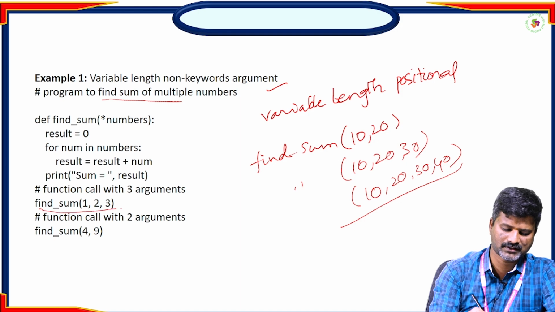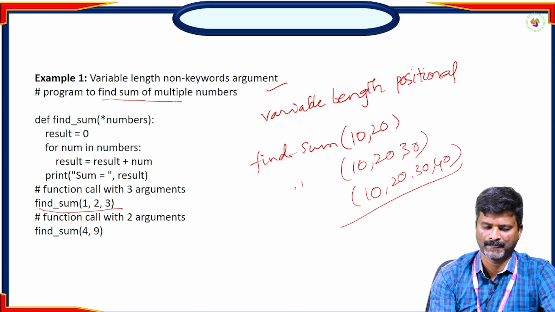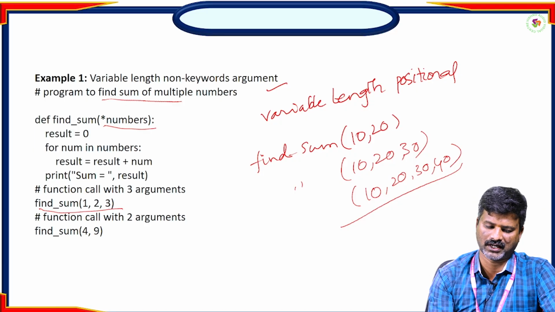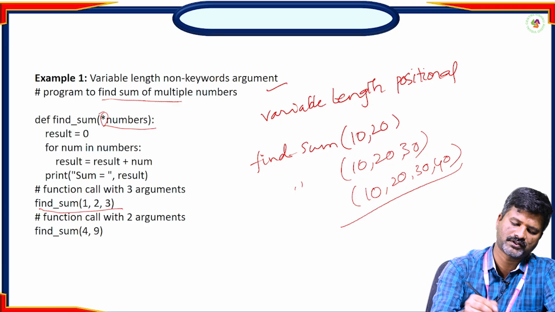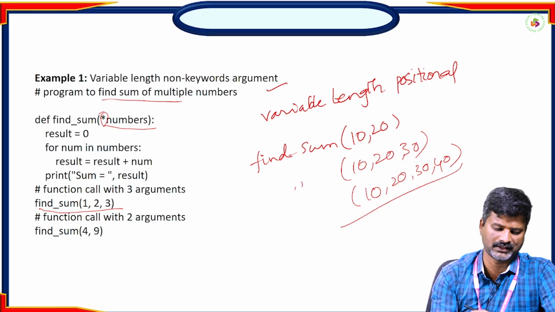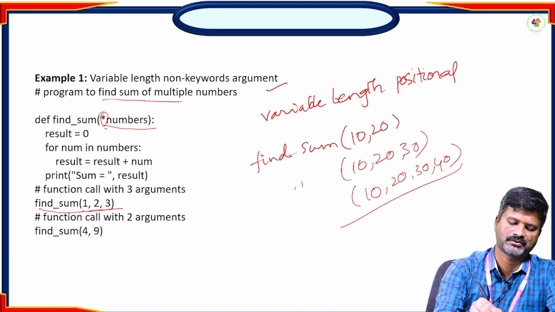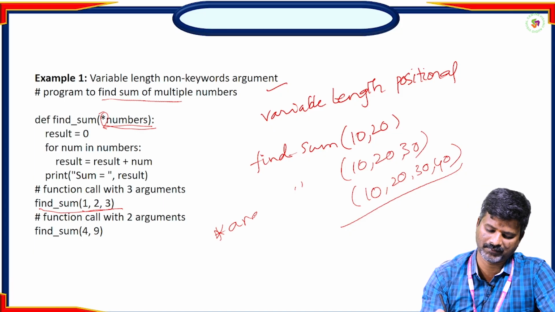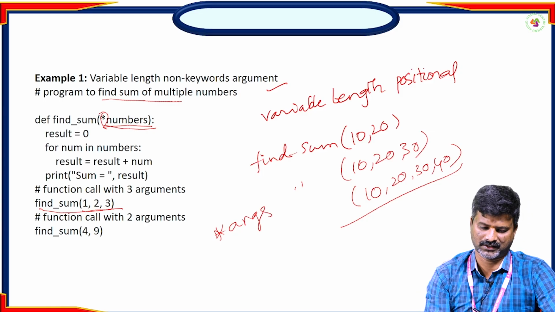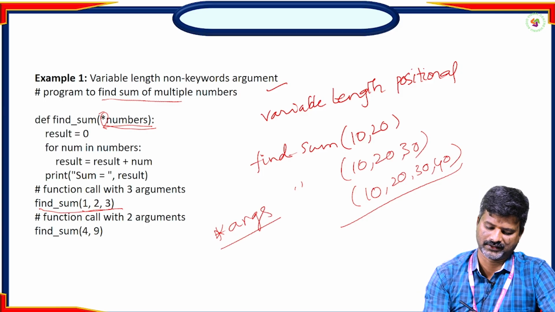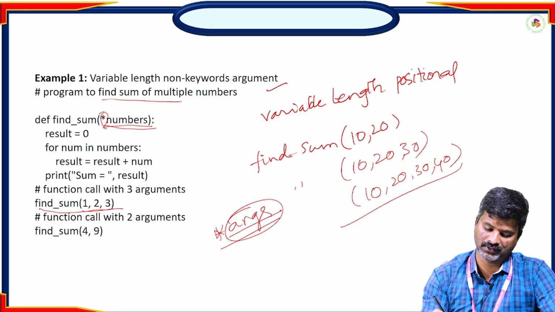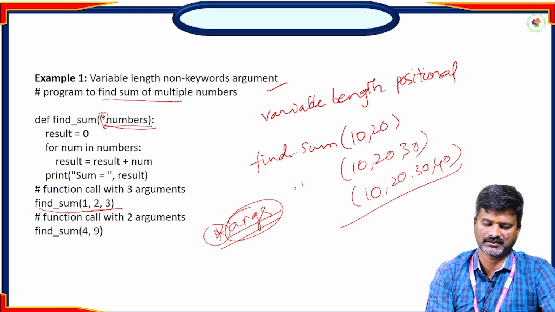Suppose if you observe this, find sum 1, 2, 3 I am passing. Whenever you are defining a function like this, before the variable name you need to specify the asterisk symbol, for example asterisk numbers. So if you are passing 1, 2, 3, the 3 parameters will be stored in this numbers variable. Sometimes we use args as a parameter name also. In some textbooks they represent it as args. You can give any name, that is not an issue, but before that variable name you need to specify the asterisk symbol.